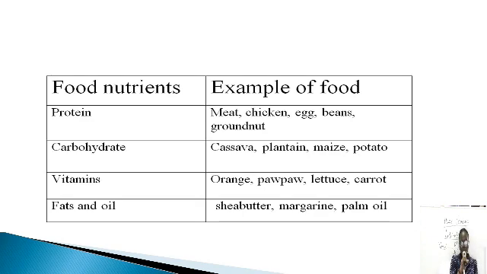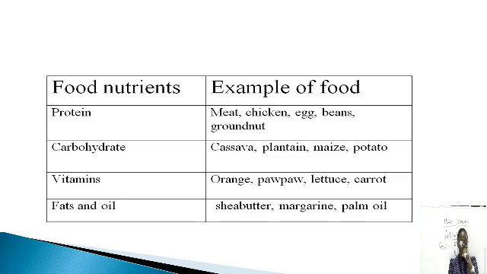So if a doctor has prescribed that you take in more protein foods, carbohydrate foods, vitamin foods, or fat and oil foods, now you know the examples of foods that you can get these nutrients from, as you can see on your screen. So do try to take in these nutrients, but do not take them in excess.